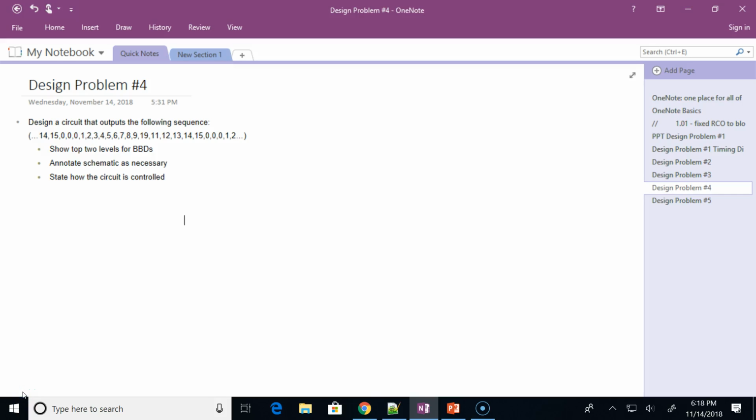Okay, here is the fourth example problem associated with today's lecture. Actually, the lecture is running long, so I didn't go over this problem, so we'll go over it now. It's actually kind of a good problem. So once again, this is a counter problem.